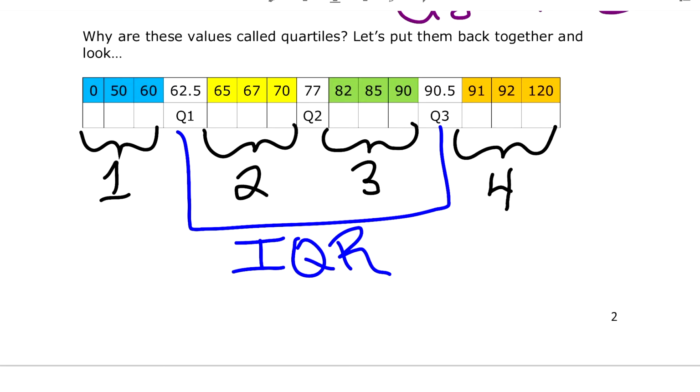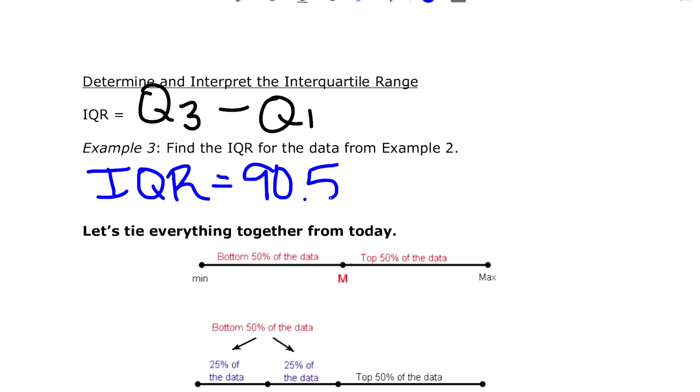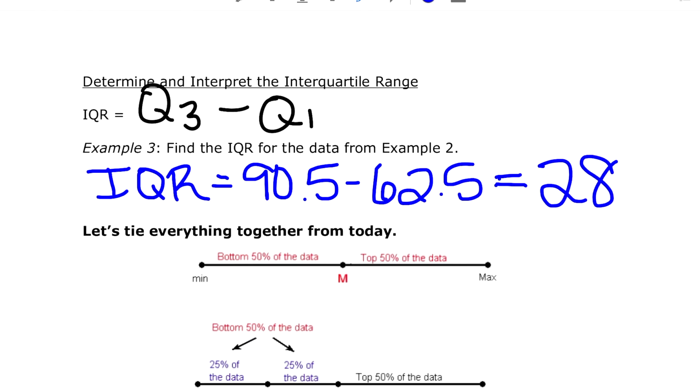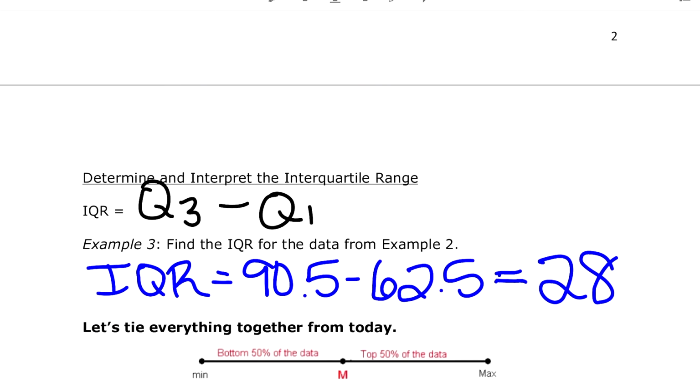So for this example, our Q3 was 90.5 and our Q1 was 62.5. So that's what we need to find in this example. So IQR equals 90.5 minus 62.5, which equals a number. You probably already found it. It is 28. So our interquartile range, the range of numbers for this middle section of our data, is 28.